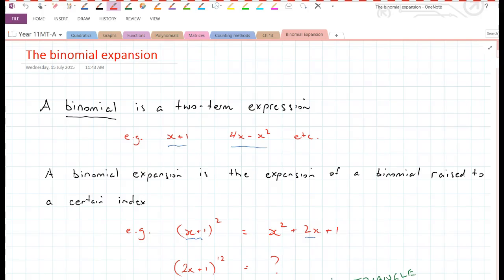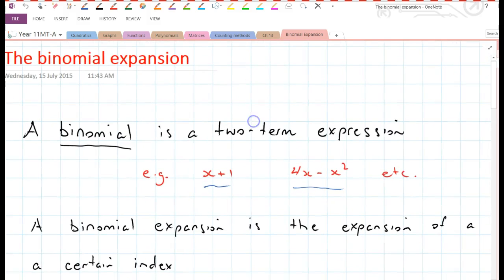Okay, this screencast is on the binomial expansion, and we start off by just defining what a binomial is. As you can see here on the screen, a binomial is a two-term expression, as simple as that. Any algebraic expression with two terms in it, binomial, bi by 2, you get it.